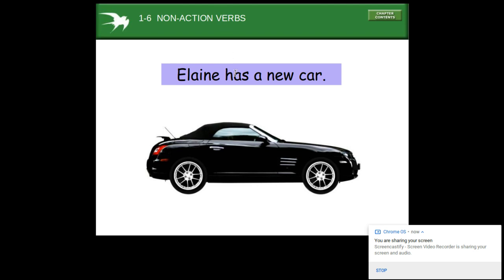Look at this one. Elaine has a new car. This is a non-action verb, right? We don't say she is having a new car. She has a new car.